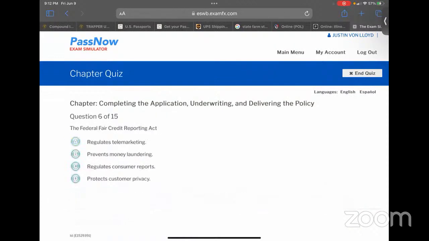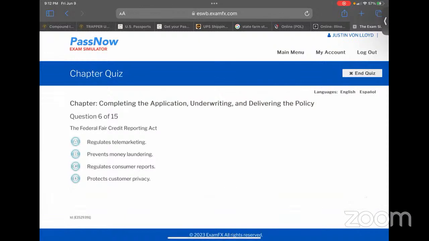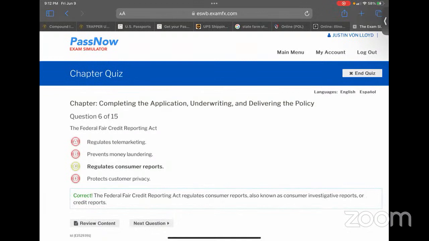All right. The Federal Fair Credit Reporting Act. What do they do? They regulate, make sure there's no money laundering. C. BC. Okay. So let's read this one. The Federal Fair Credit Reporting Act regulates consumer reports, also known as consumer investigative reports or credit reports.